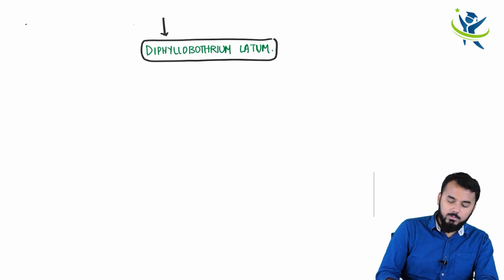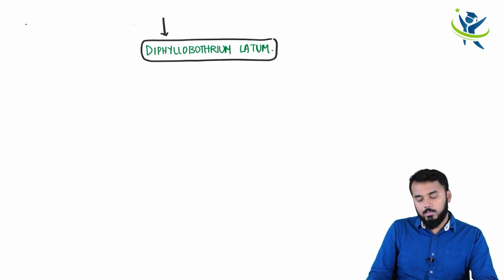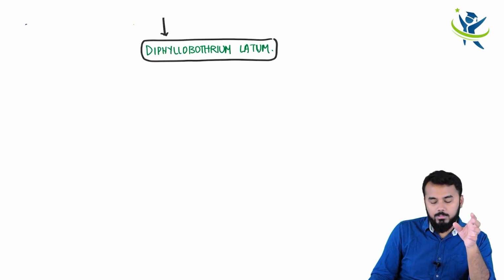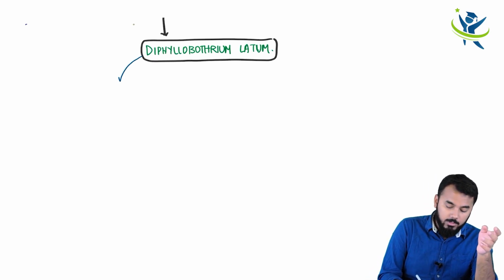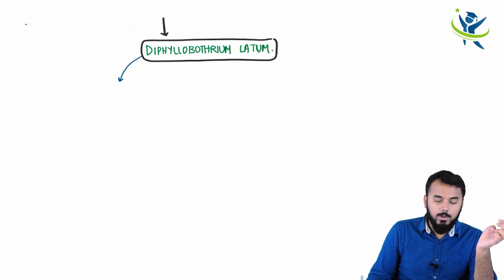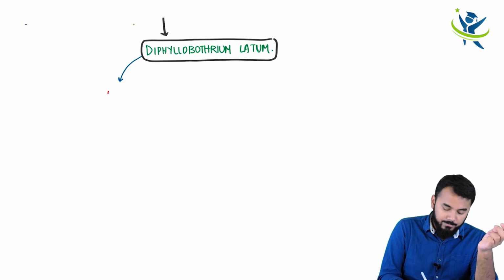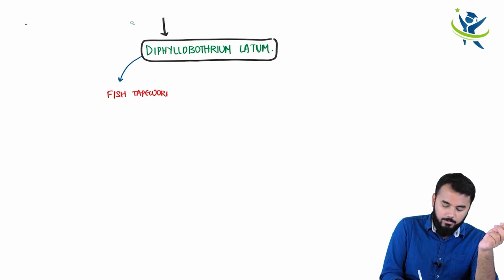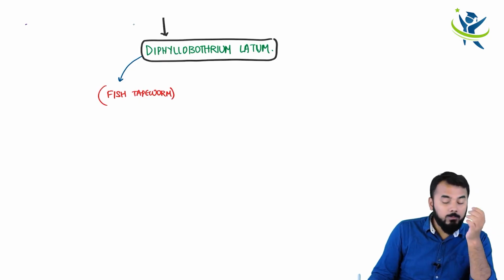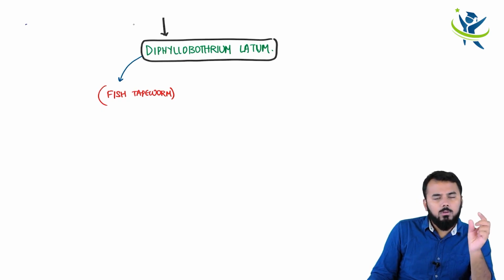Now, first of all, why is it called Diphyllobothrium? When you look at the head of this tapeworm, right? By the way, the other name given for Diphyllobothrium latum is fish tapeworm. Now, when you look at this tapeworm, guys, on the head region, you will have two grooves.